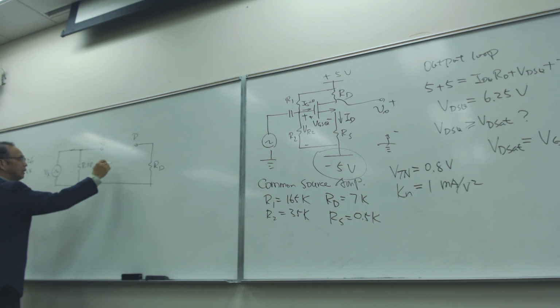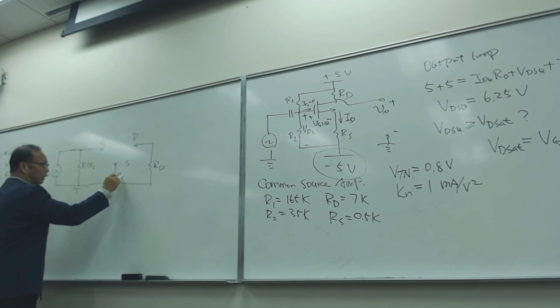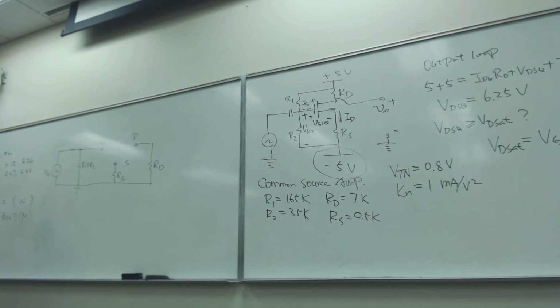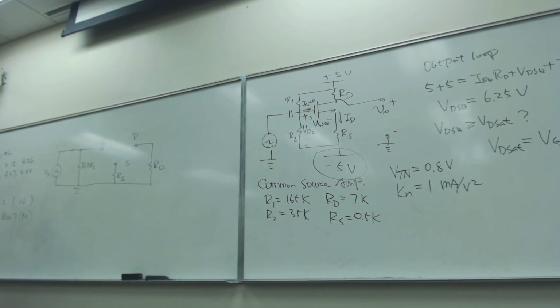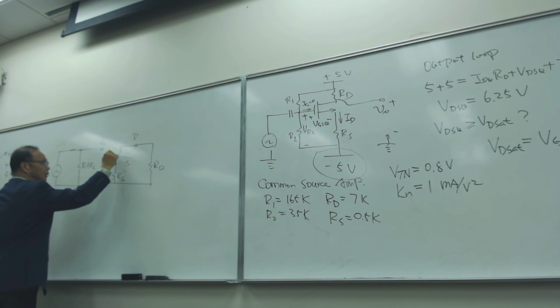Okay, then the source, unfortunately the source is not grounded, right? It is connected to R sub S to the ground. So that is the circuit without the model. So now you can fill in the details. All you have is actually quite simple, right?